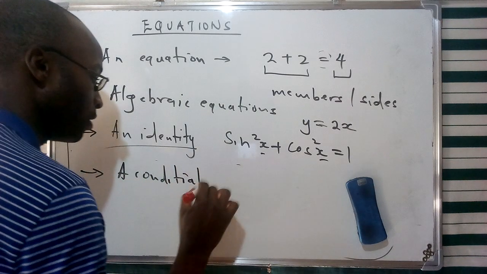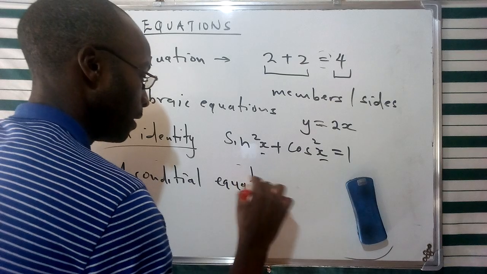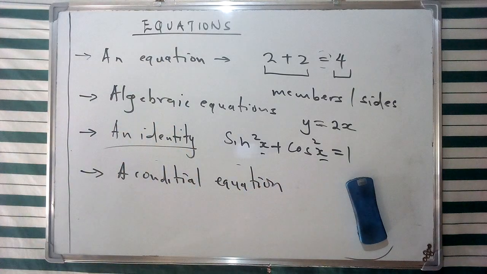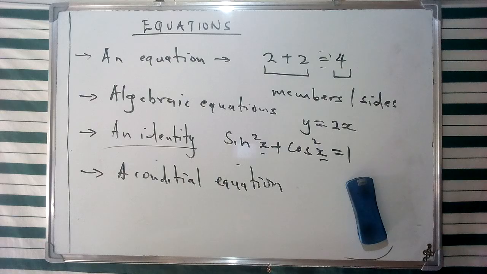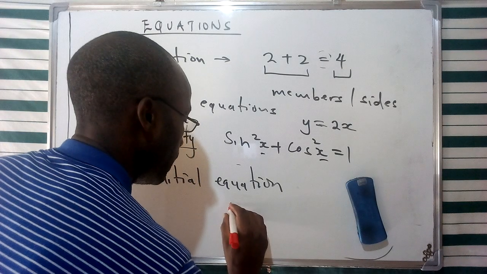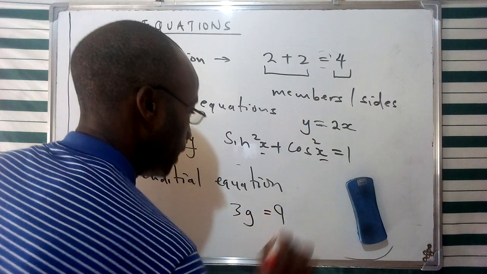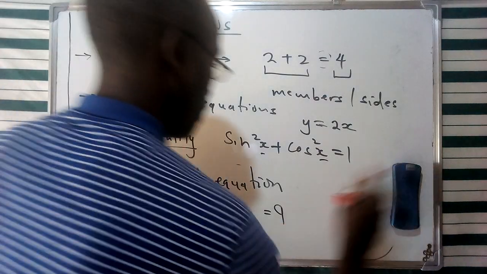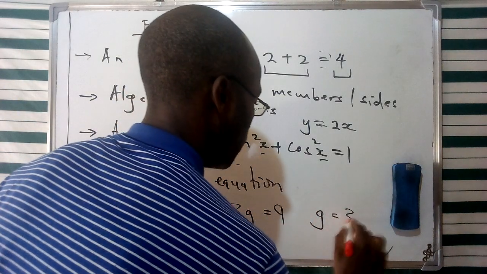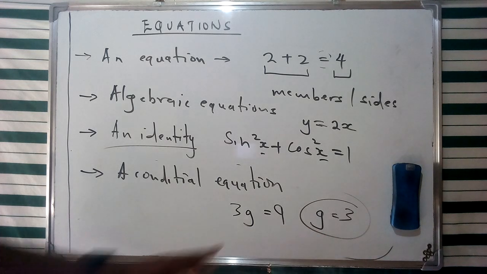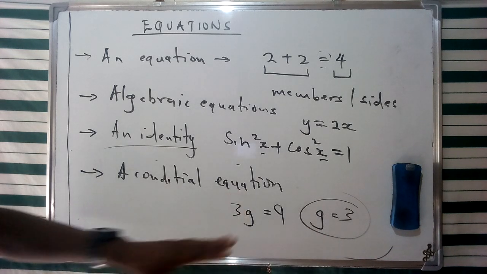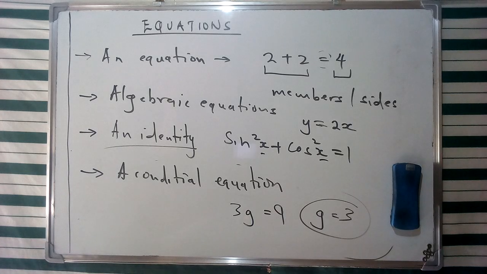For a conditional equation, the value is specific to the unknown. For example, if 3g is equivalent to 9, then the value of g is 3. So this is specific to the value of the unknown that is given, and therefore it is referred to as a conditional equation.